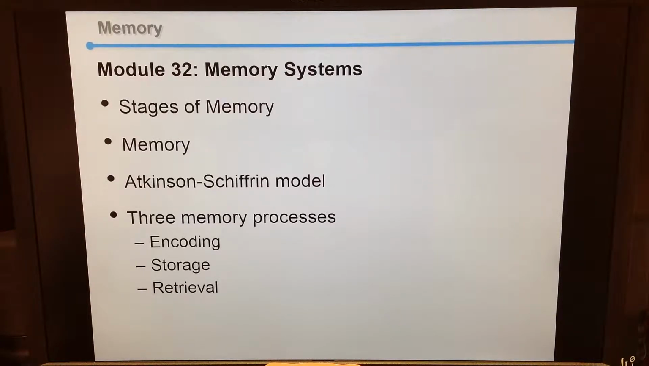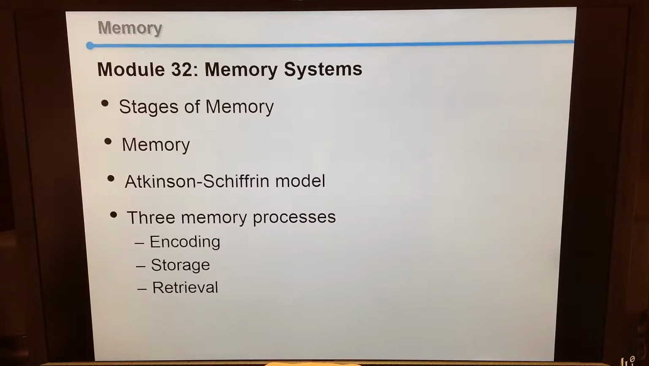So the definition of memory is the active mental system for receiving, encoding, storing, organizing, altering, and retrieving information. Now I know that sounds like a lot, but if you skip down to the bottom of this slide here, three memory processes: encoding, storing, and retrieving. Those are the three that we're going to focus on in Module 32.